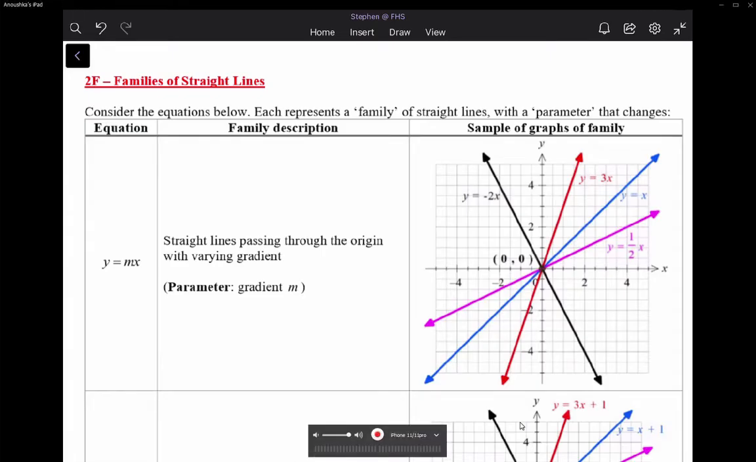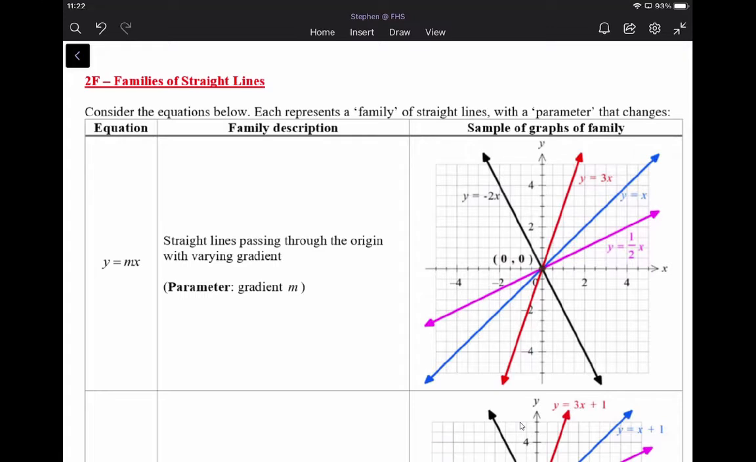A family of straight lines basically involves a couple of things. Number one is a parameter, and number two is something that stays fixed. So let's look at a very simple example to start us off, y equals mx. If you take the equation y equals mx, there's a couple of things we can notice straight away. We know that the value before x, which is m, is the gradient.